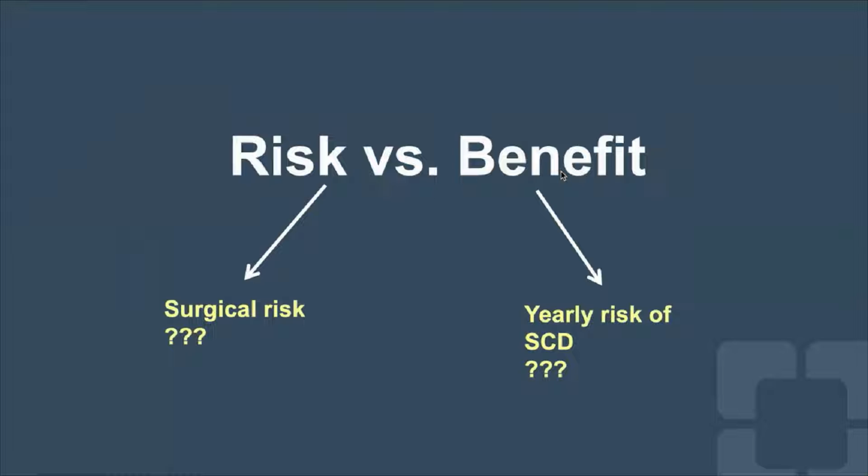So if you look at the model of when to operate on a patient with any disease, we're always considering what is the risk versus what is the benefit. The surgical risk historically was about 3 to 6% risk of mortality with aortic valve replacement. However, the risk of cardiac death, spontaneous cardiac death, was only about 1% a year.